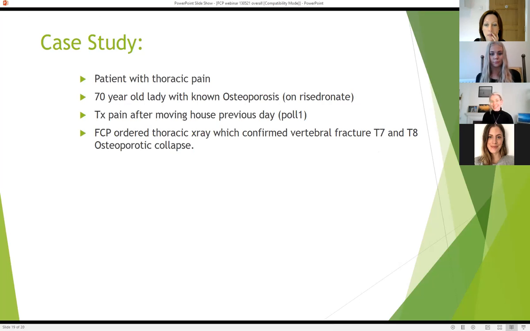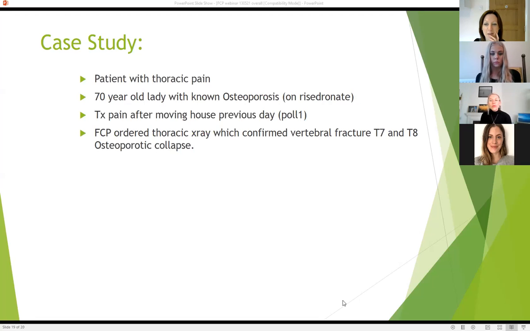Okay, so the next thing I did, because this is quite a detailed one, is this is a patient I saw, so I ordered her a thoracic X-ray. And that confirmed the answer to question 1, she had a vertebral fracture. So she had a vertebral fracture of osteoporotic collapse, T7 on T8.